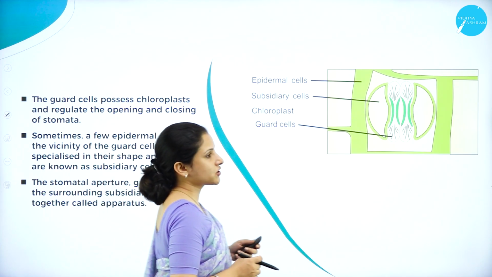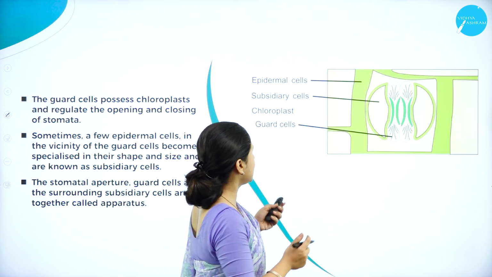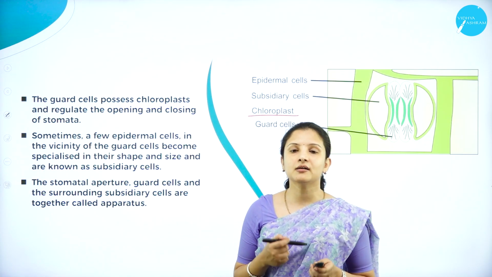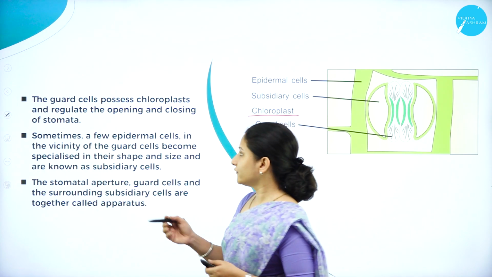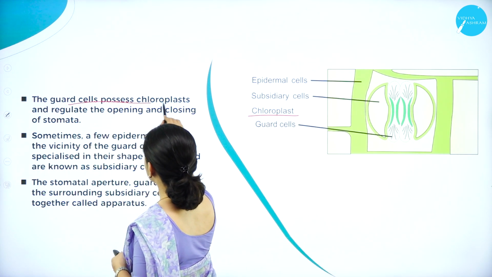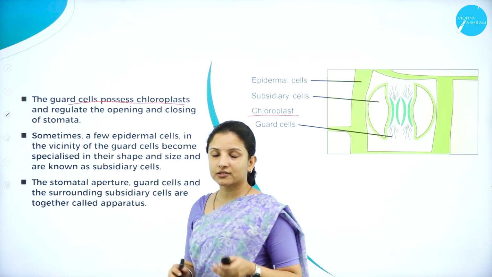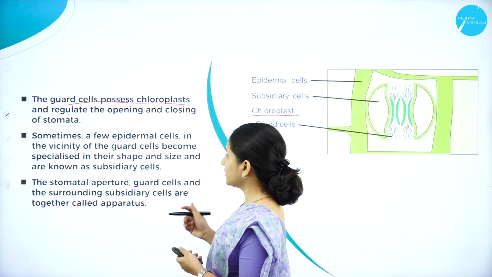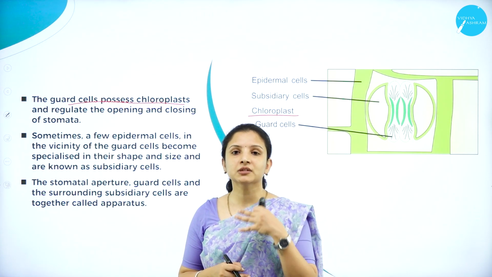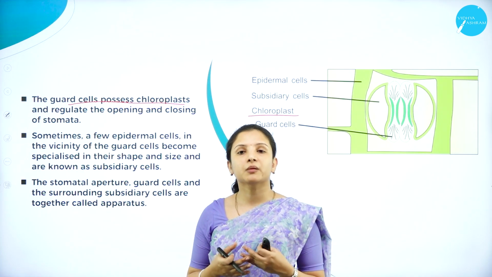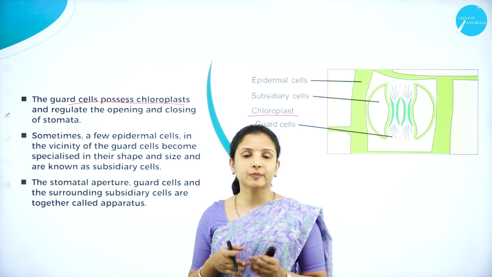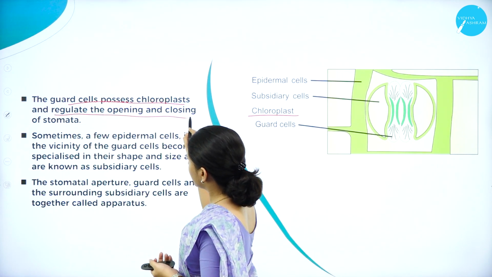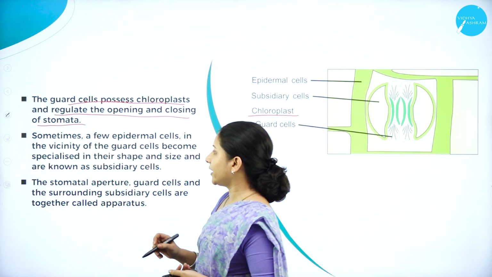The guard cells actually possess chloroplasts. As you can see, they have chloroplasts, therefore they are green in color. The stomata are green in color, and they also help in the process of photosynthesis. Not just that, I told you stomata open during the daytime and close during the night, or in extreme environmental conditions they remain closed even during the daytime. The guard cells also regulate the opening and closing of the stomata.